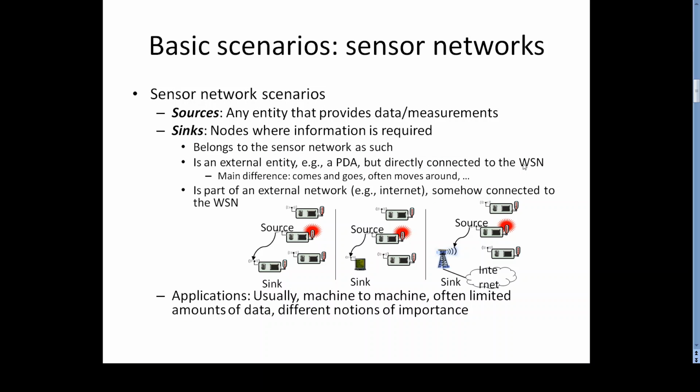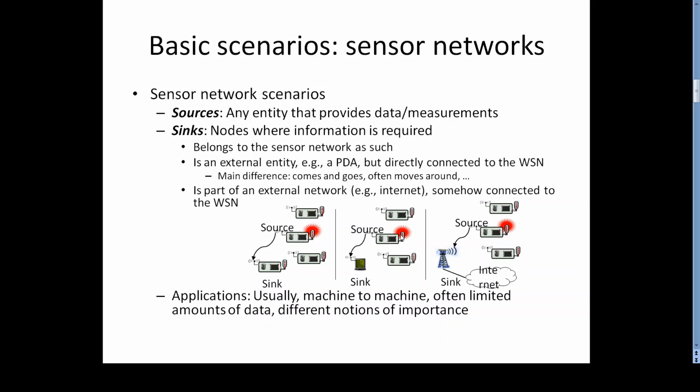Coming to sensor networks, we have sources as well as sinks. Sources get the data or the measurement, and the sinks receive it. In this first example, this is the source and this is the sink. That means it is providing the data and it is receiving it.